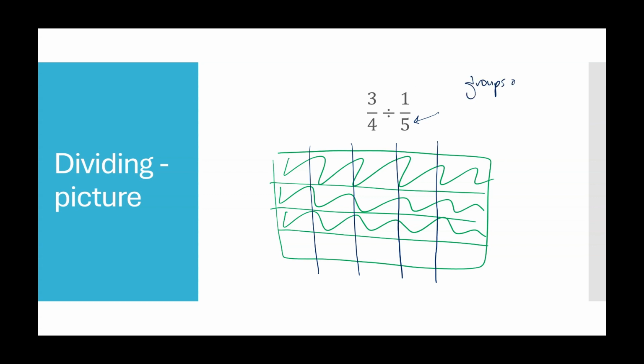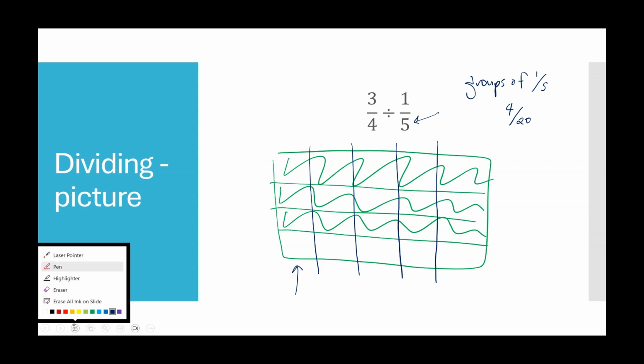The trouble is, what does a 1/5 look like in this big rectangle I drew? It has 20 squares in it, so 1/5 of this rectangle is 1, 2, 3, 4 pieces. So we're looking for 4 pieces. So we're going to go through and circle all of the groups of 4 we can.